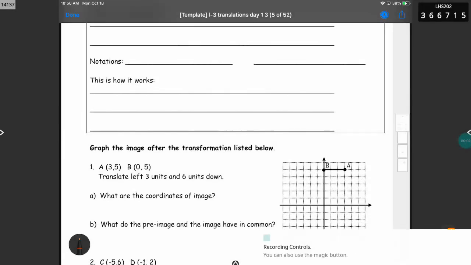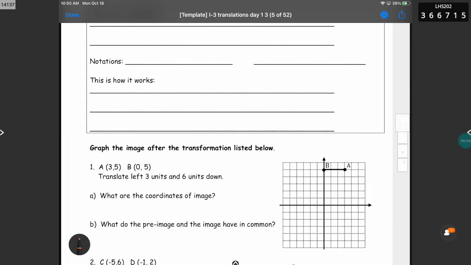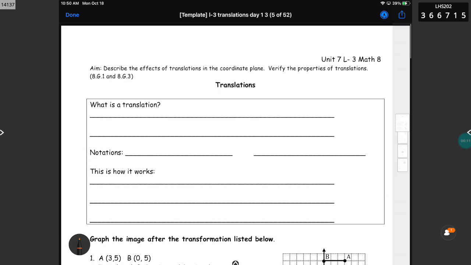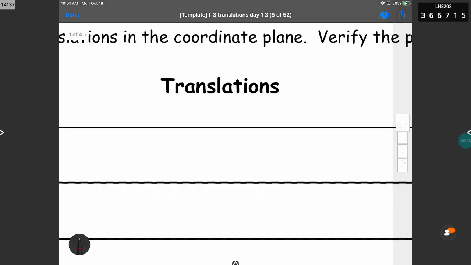Translations. Okay, we are going through translations. So, what was the nickname for translations? Transformation. Not a, they're all transformations. It's a slide. Oh, it is a slide. Okay, so a translation is a slide. So when I slide a figure, a translation is a slide.